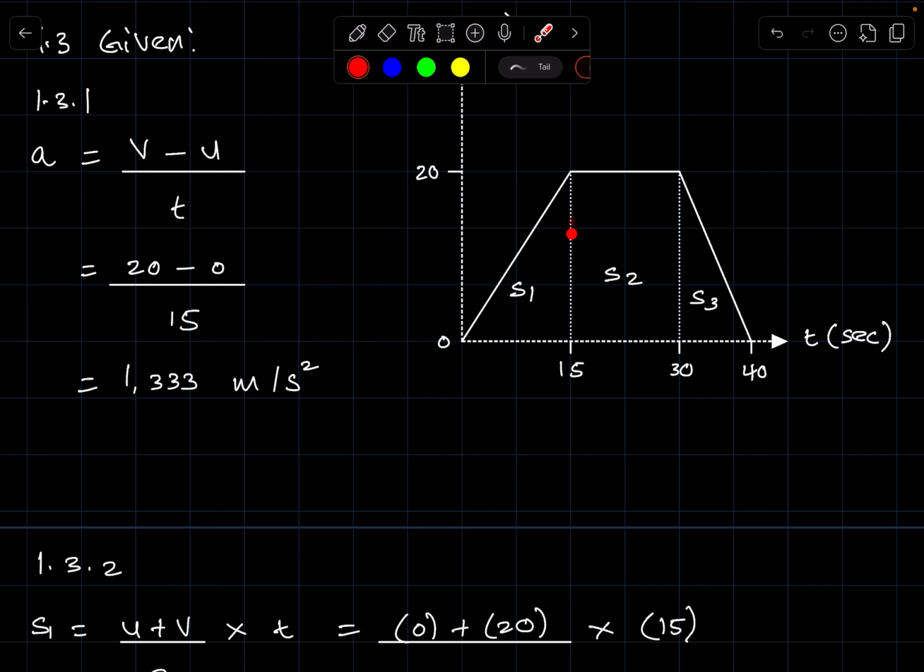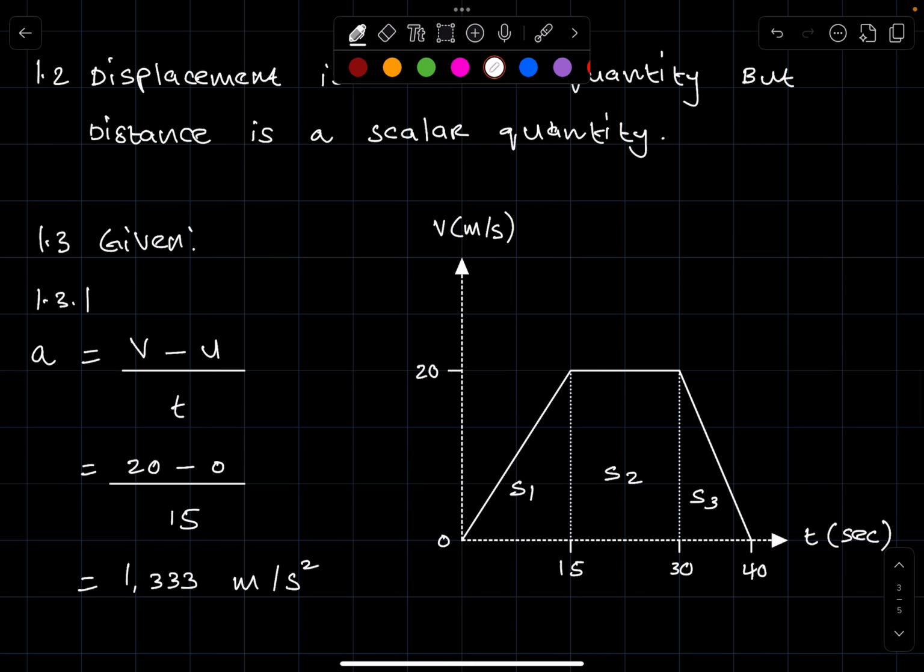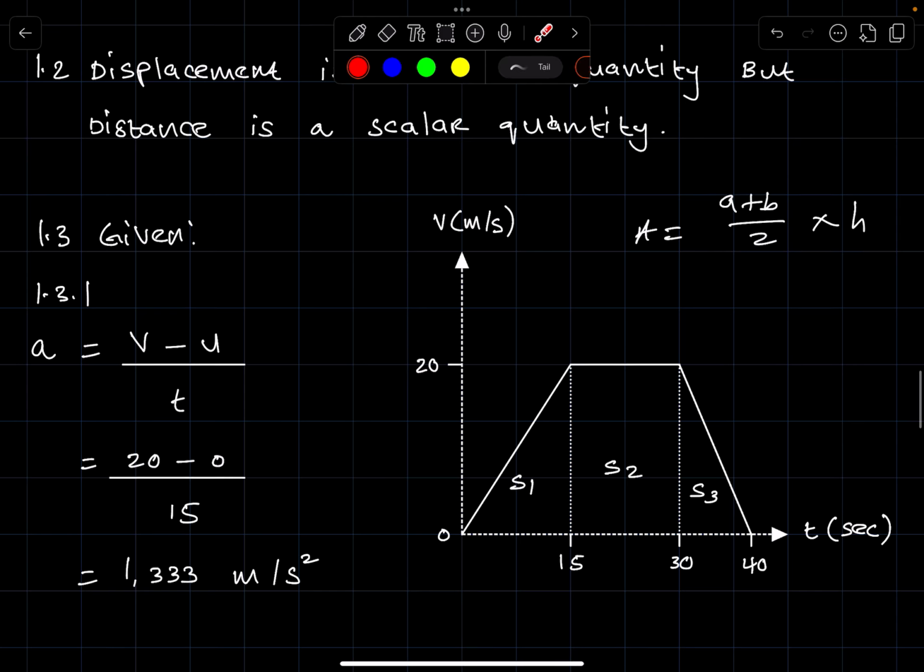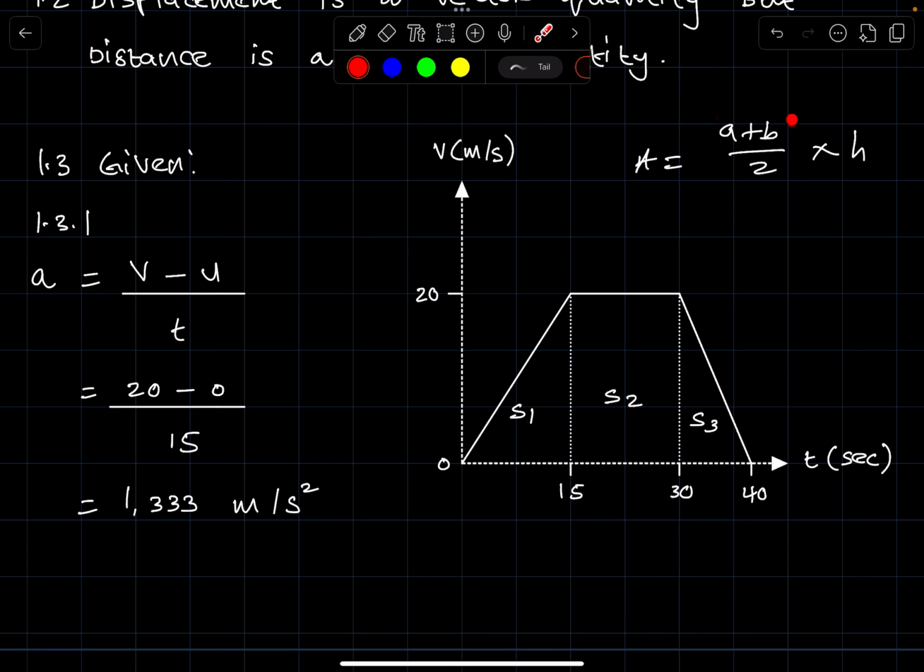And then the other side, which is this one, you are going to take as the height. So we are able to take this as a trapezium because it has two parallel sides that aren't equal. We are going to take this side and this side as A and B. Remember, the area of a trapezium is equal to A plus B divided by 2 times H. So as long as there is a side you can take as A, a side you can take as B, and one that you can take as the height, then you can take that shape as a trapezium.